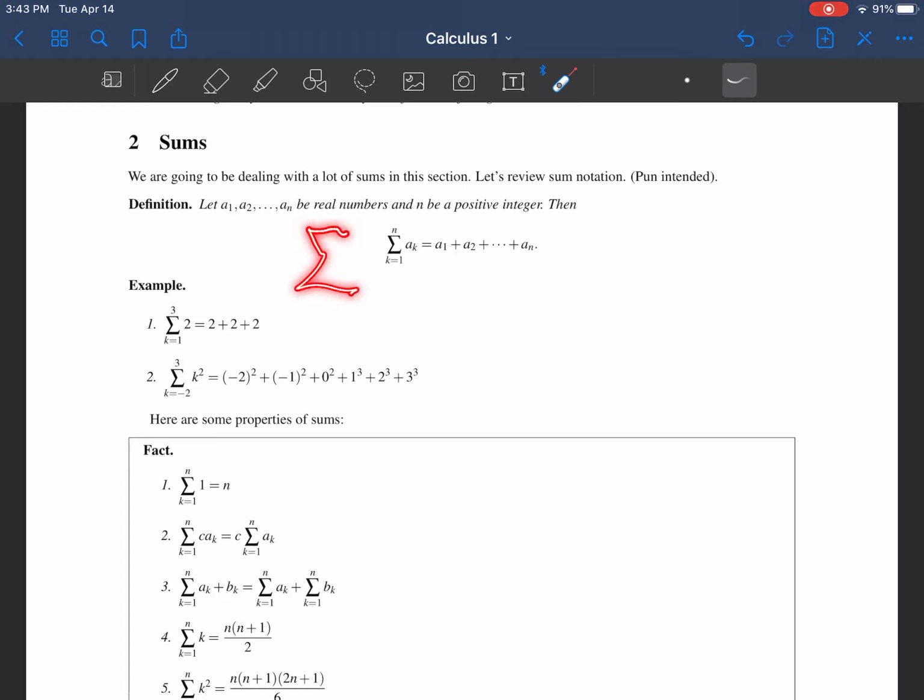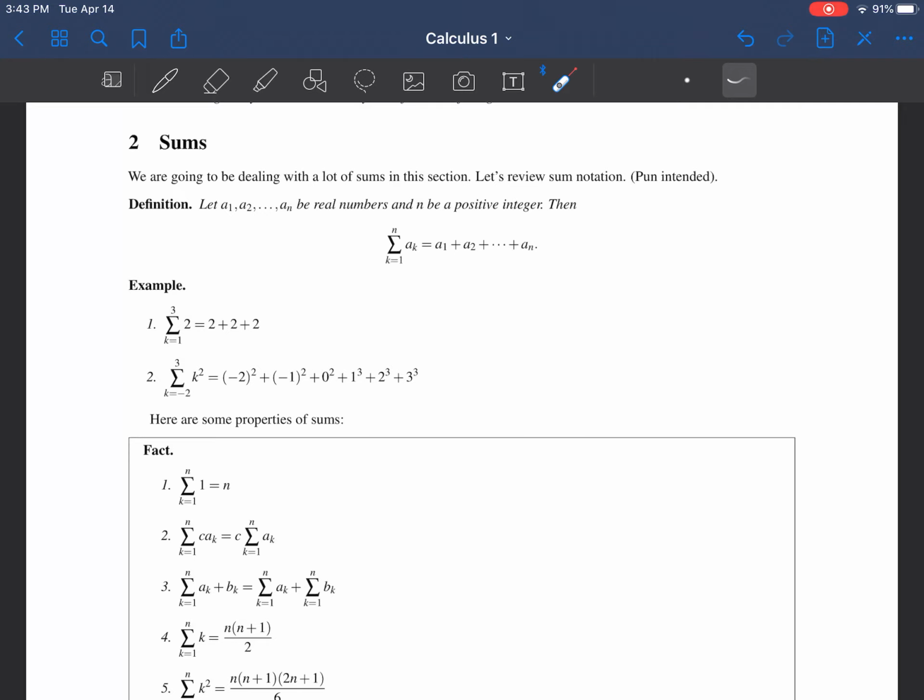This big E-looking symbol is called a sigma. On the bottom here, that tells you where to start your K values, right? This K is actually called an index. The bottom tells you where to start. So this is telling me to start by plugging in K equals 1. And the top part tells me where to end, where to stop. So this tells me to stop when you plug in K equals N, whatever number N happens to be.